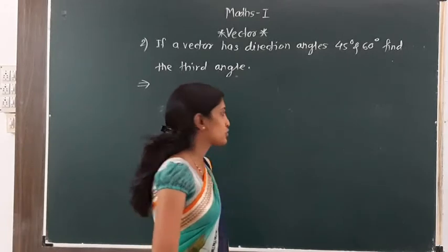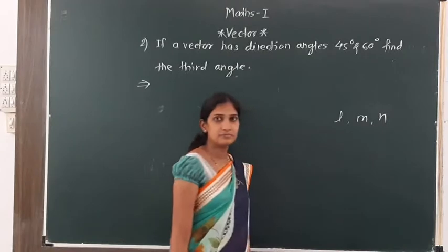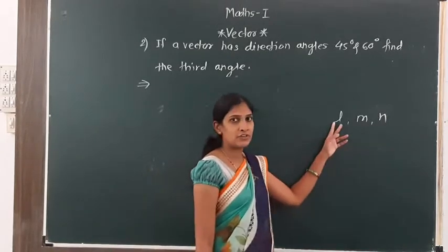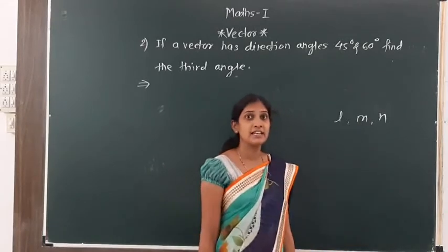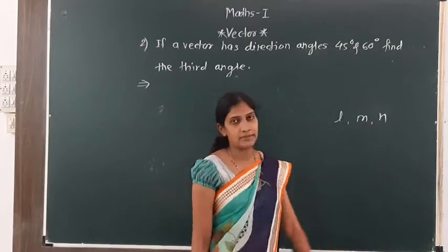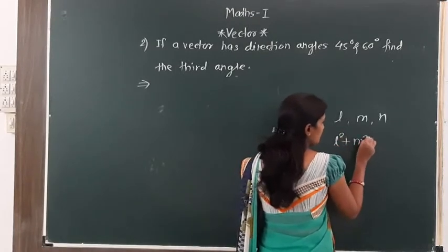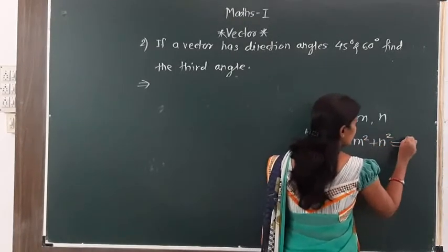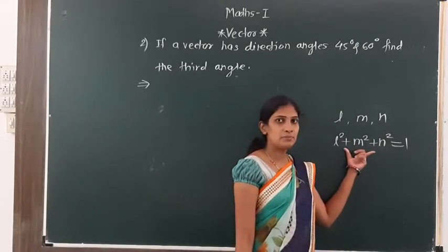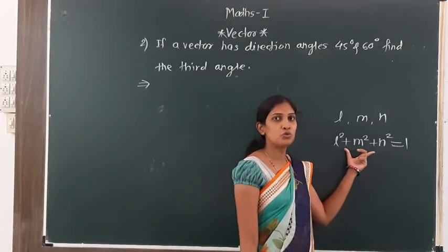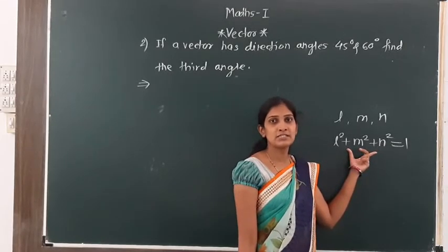What are the direction cosines? Direction cosines are l, m and n. l means cos alpha, m means cos beta and n means cos gamma. There is a relation between l, m and n. That relation is l square plus m square plus n square is equal to 1. So you have to remember this also.